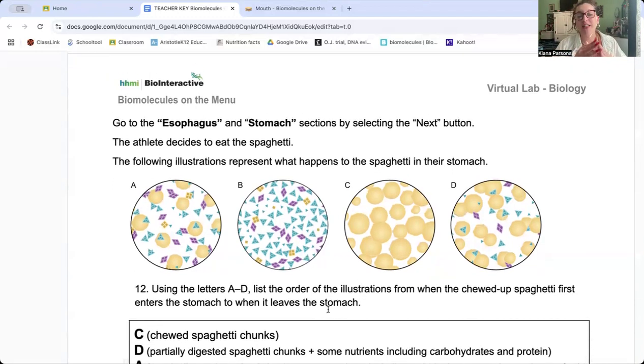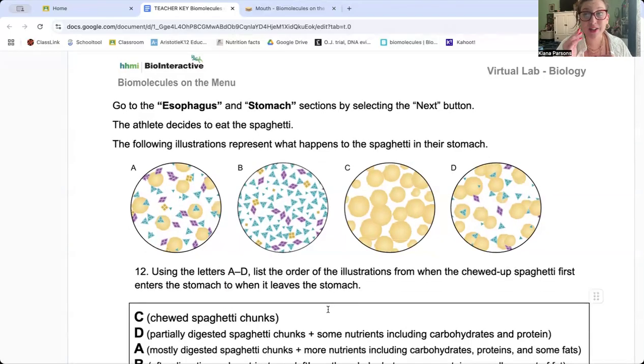So that's the partially digested spaghetti chunks, plus now some nutrients, including carbohydrates and proteins, you can see in the image. Next up, we're going to have A. In A, you can see there's still a little spaghetti visible, but now we've got the mostly digested spaghetti chunks, and the nutrients, including the carbohydrates, proteins, and some fats, are visible.